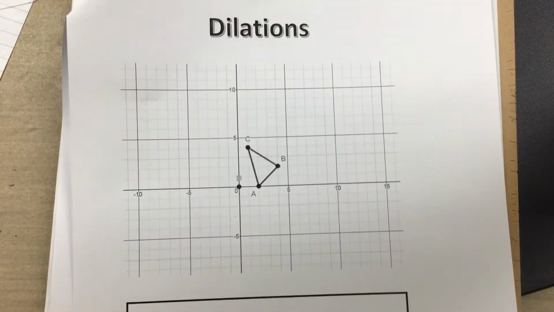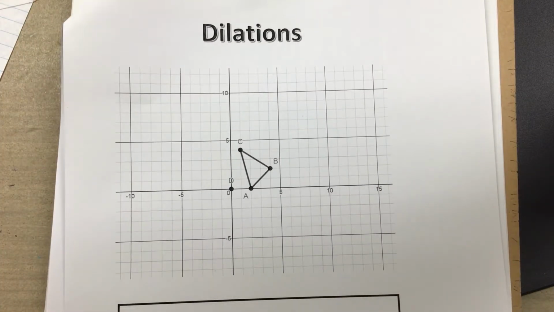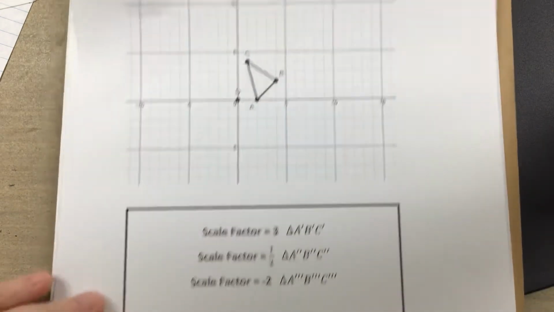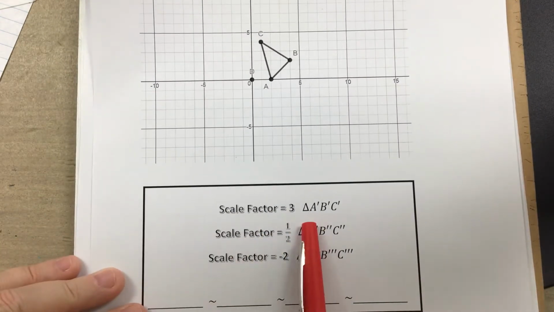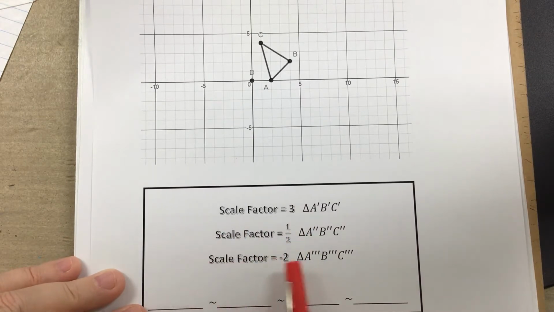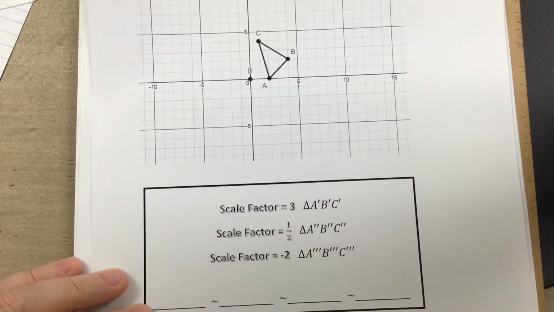Okay, so let's take a look at a few more examples. On this particular example, we're going to do another dilation, but we're going to do 3. We're going to do one with a scale factor of 3, one with a scale factor of 1/2, and one with a scale factor of -2, just so you get a little variety.